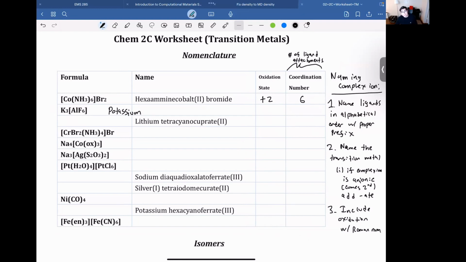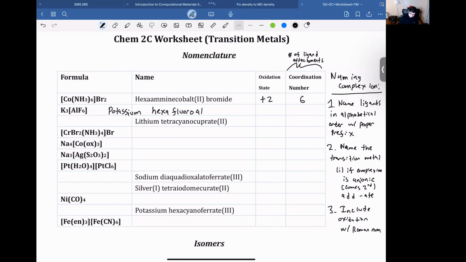All right, so to name this complex ion, we can just go down the list. The ligand we have here is fluorine. The naming convention for fluorine is fluoro. There are 6 of them. The proper prefix for it is hexa. So we have hexafluoro. You go alphabetically based off of the name of the ligand, not with the prefix. So something to keep in mind. And then we have aluminum.